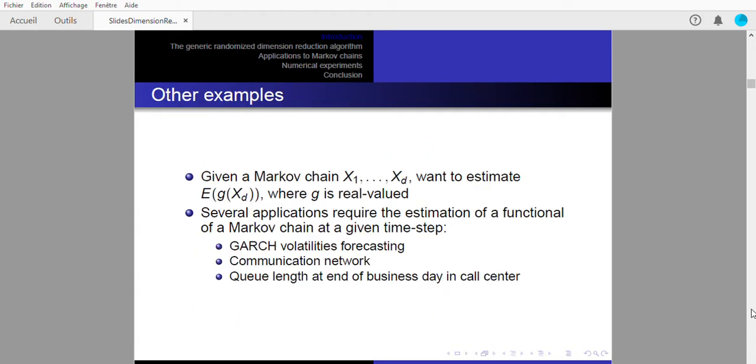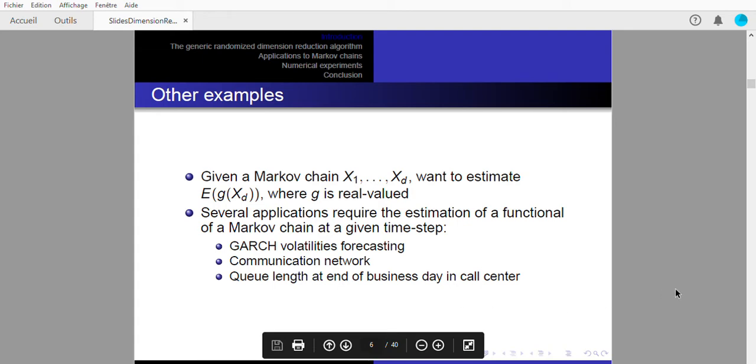And there are other situations where we want to calculate the expected value of g of xd, where x1 up to xd is a Markov chain, and g is a real valued function. For example, we want to calculate the probability that the volatility exceeds a certain threshold in 2 years from now. If you assume that the volatility follows the GARCH model, then the volatility is a Markov chain, and we want to calculate the probability that the volatility in 2 years exceeds a certain threshold. Also in communication networks, for example, we want to calculate the probability that the waiting time exceeds a certain amount at noon, for instance.